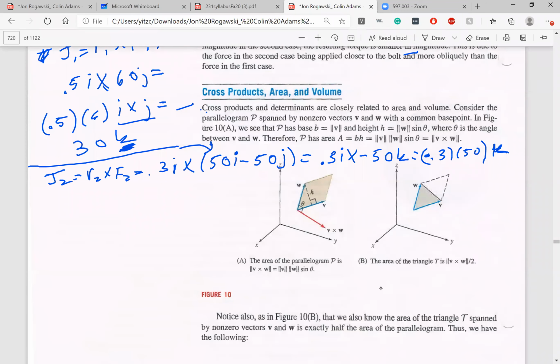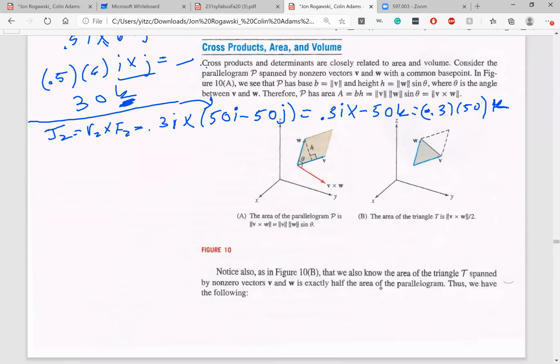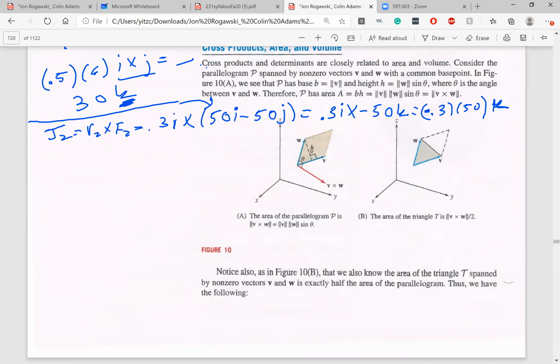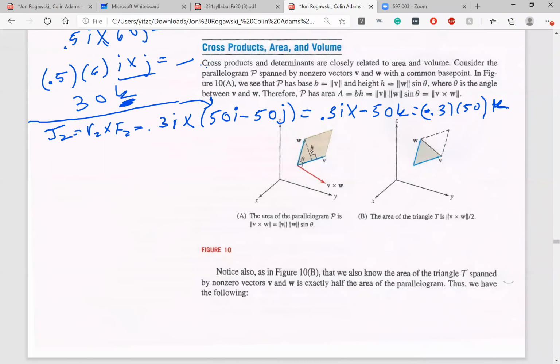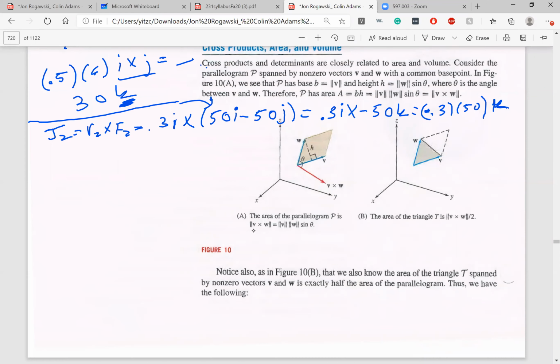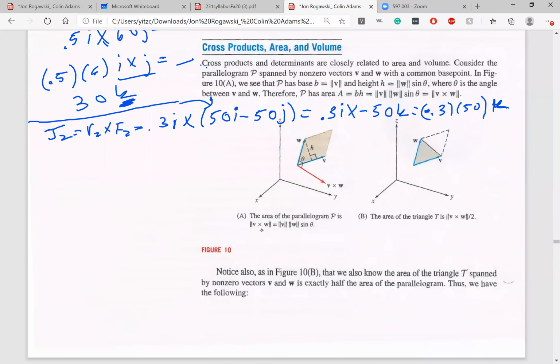So, like I said, over here we have the first example of a parallelogram, and they tell us that the area of this parallelogram is going to be the magnitude of V cross W, is equal to this over here. And now the area of this triangle is going to be 1/2 of that. Okay.